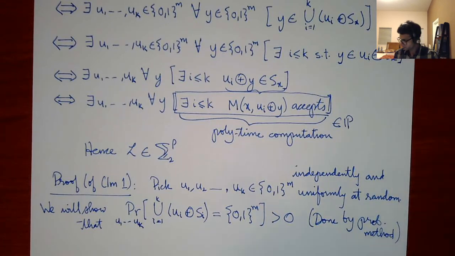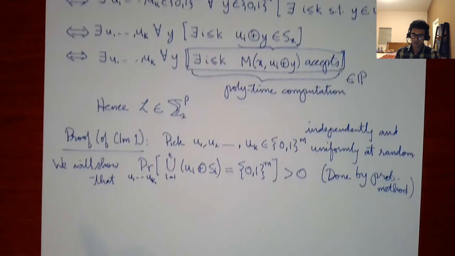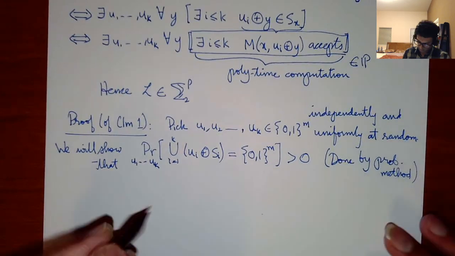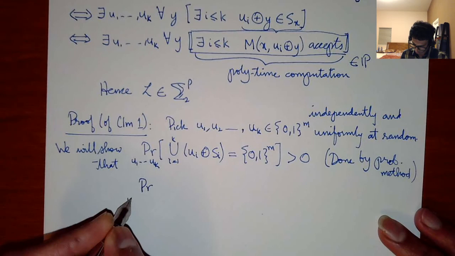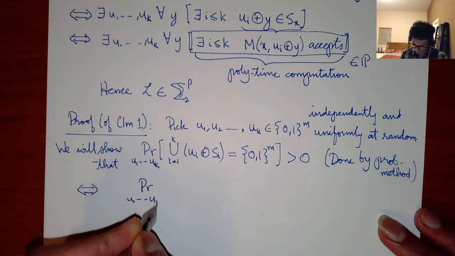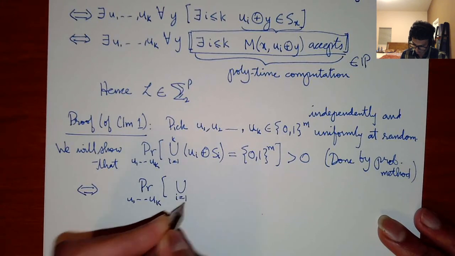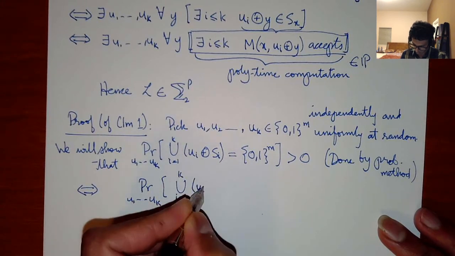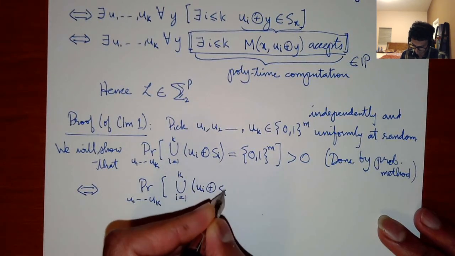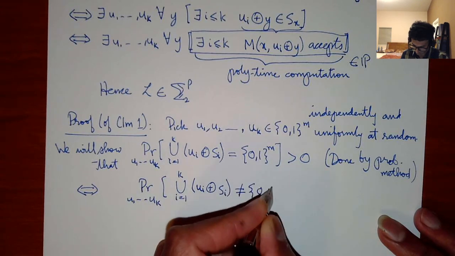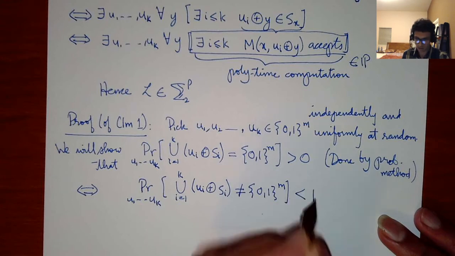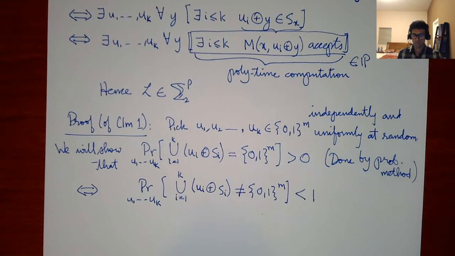Okay, so again, taking the complement, this is equivalent to showing that the probability over u1 to uk that the union is not equal to {0,1}^m is strictly smaller than 1.